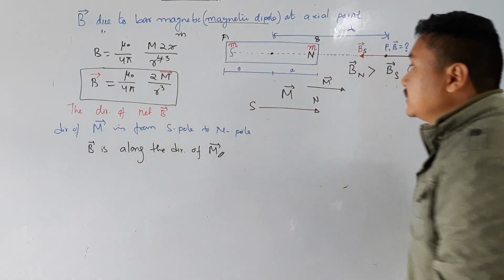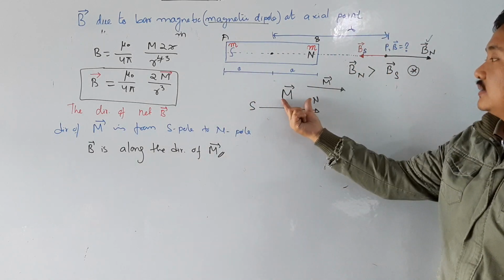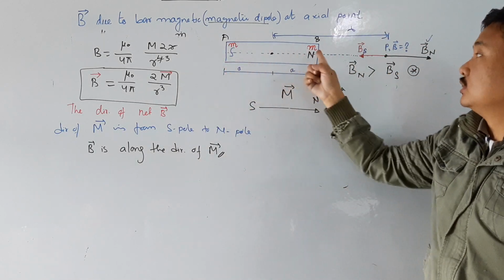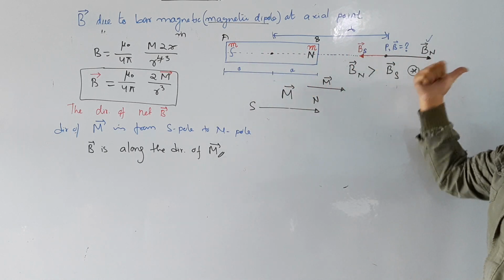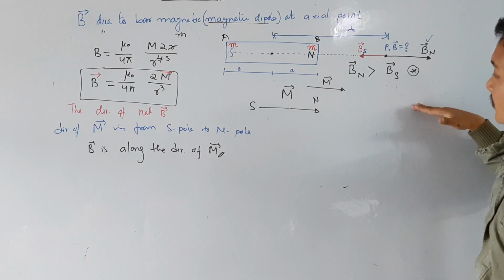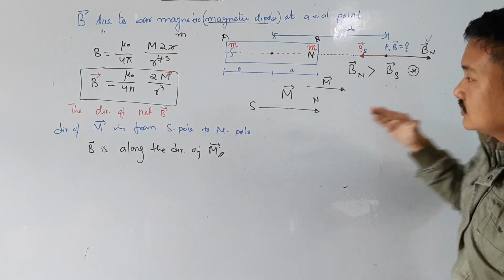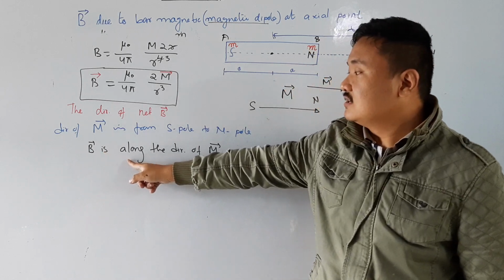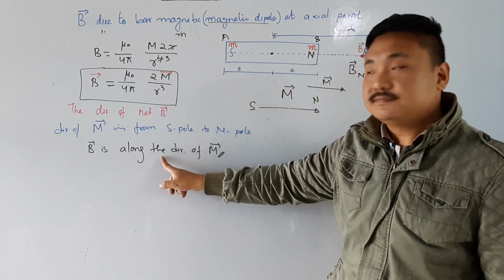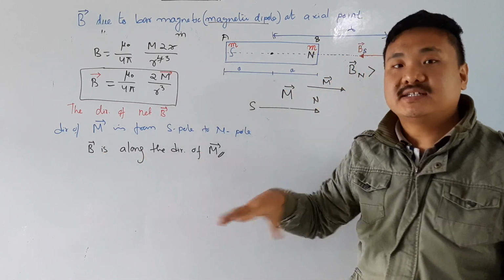Why magnetic moment? Because the direction of magnetic moment is from south pole to north pole. Here this is large, it is also going this side, so magnetic moment this side, net magnetic field this side. So the direction of net magnetic field is along the direction of magnetic moment.